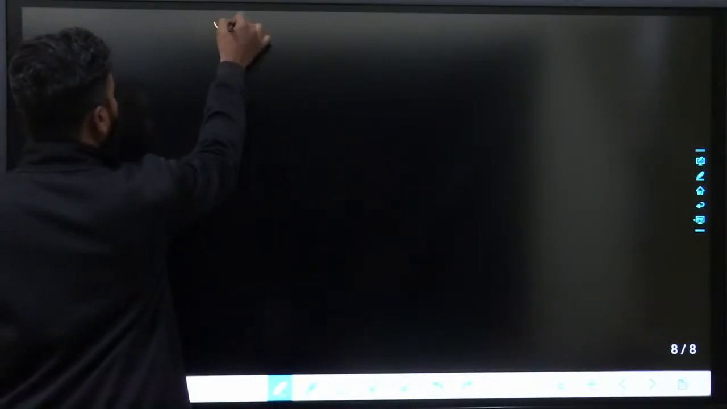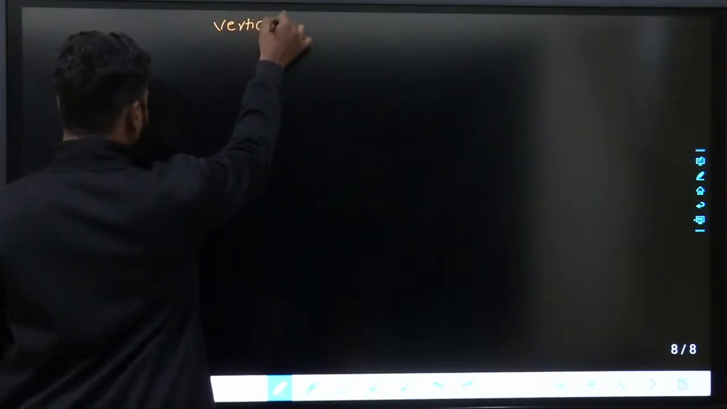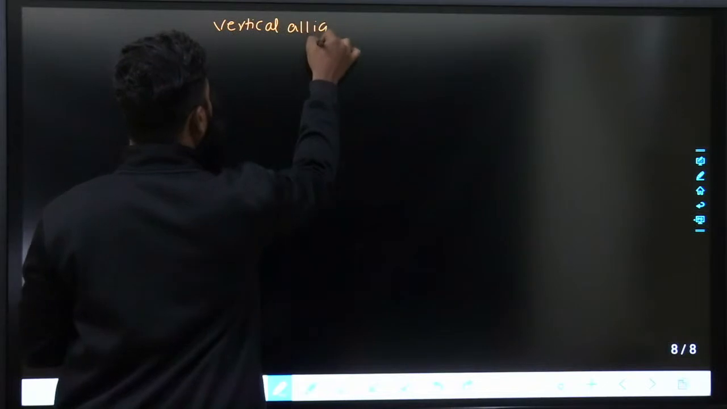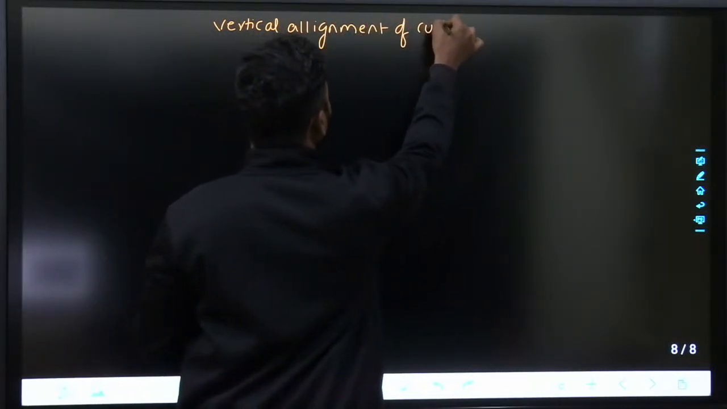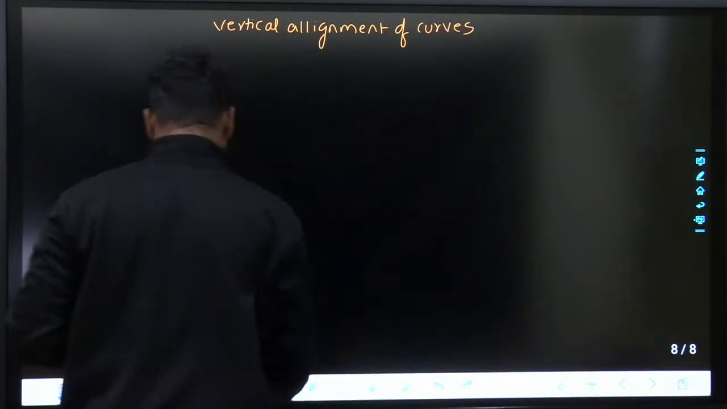Next one is vertical alignment of the curves. So till now we have seen horizontal alignment of the curves. Now we will be seeing vertical alignment of the curves, or vertical curves.